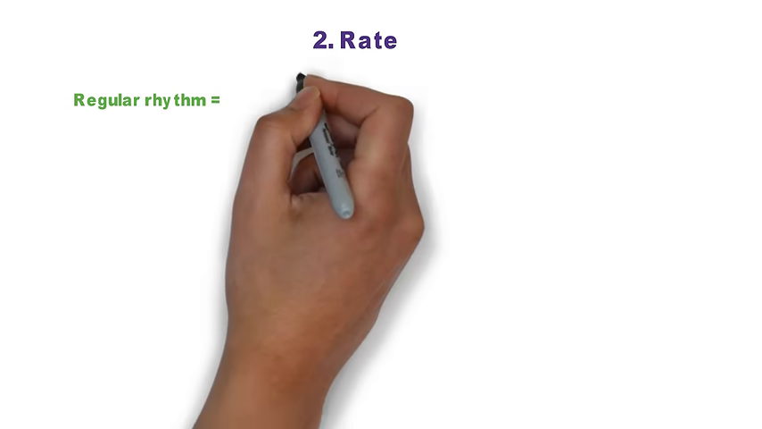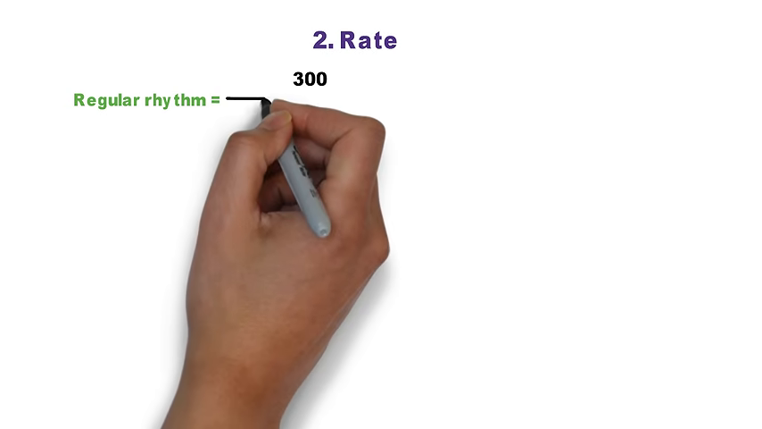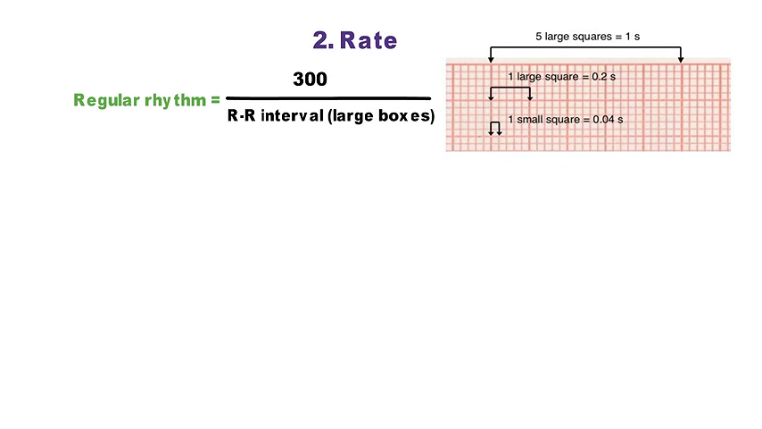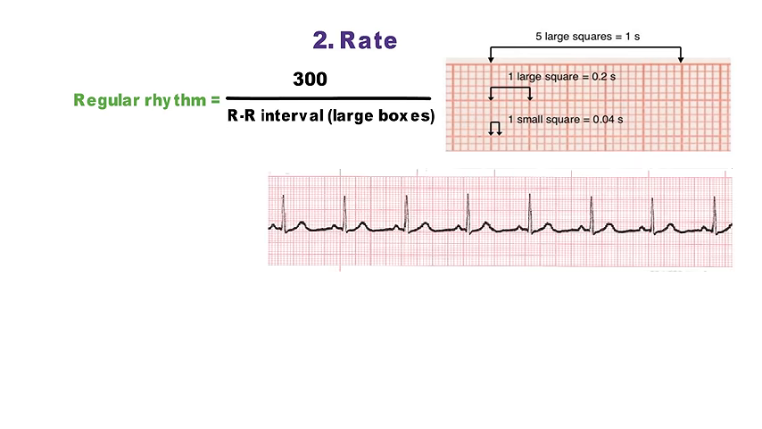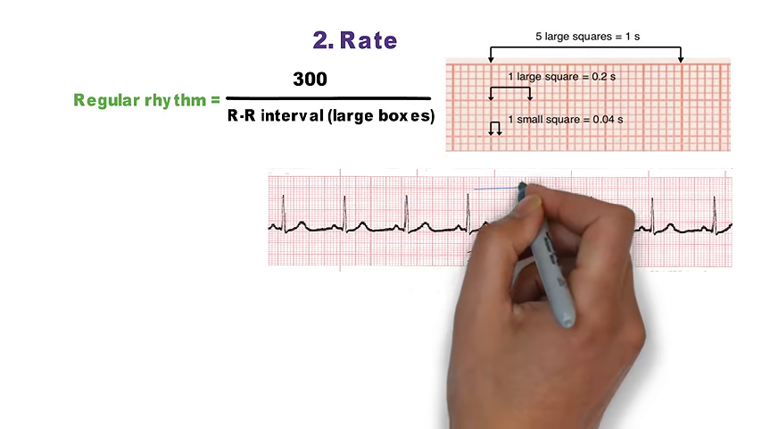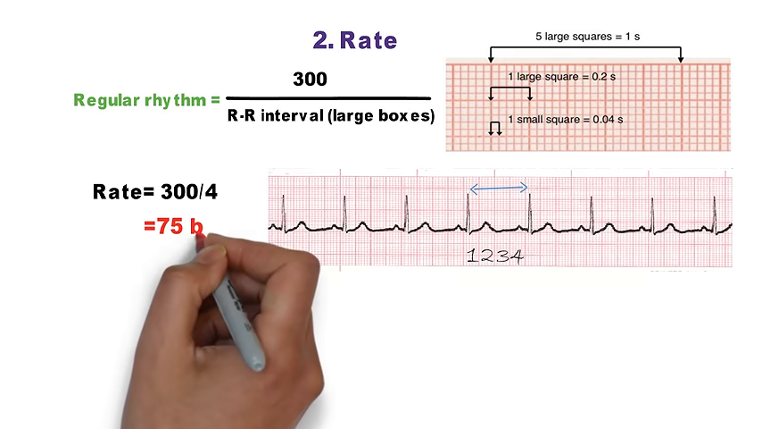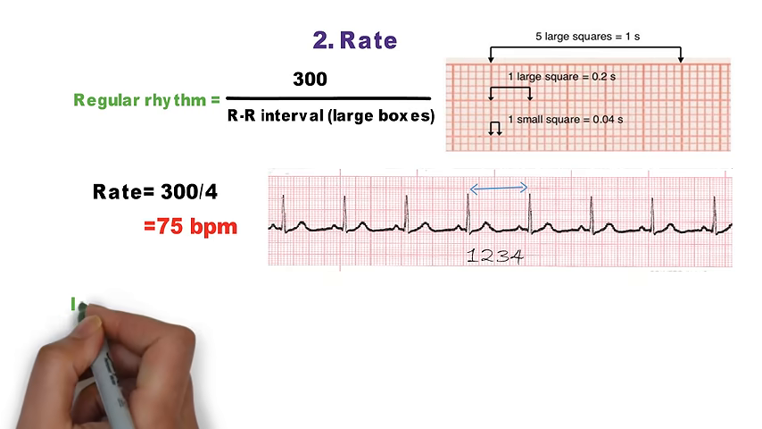If the rhythm is regular in ECG, heart rate is calculated by 300 divided by large boxes between RR interval. And this is an ECG graph paper. If the speed or calibration of ECG machine is 25 mm per second, then one small square corresponds to 0.04 second and one big square to 0.2 second. So 5 large squares is equal to 1 second. Now in this normal sinus rhythm ECG, there are 4 large boxes between RR interval. So the rate will be 300 divided by 4. That comes out to be 75 beats per minute.